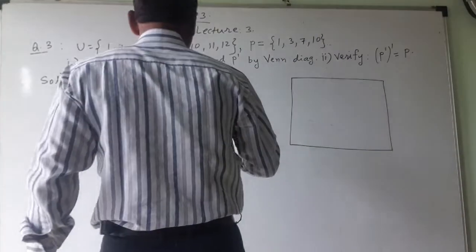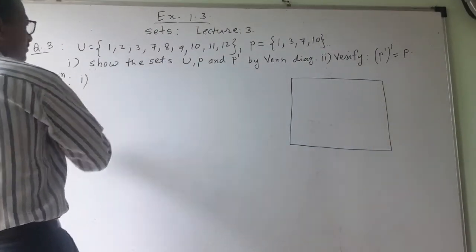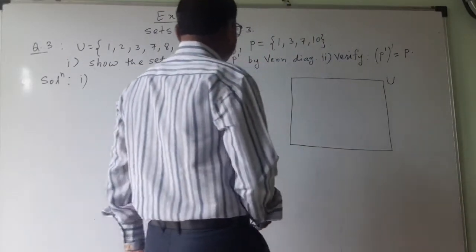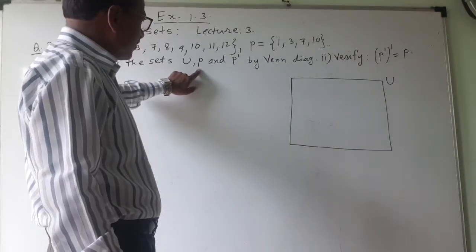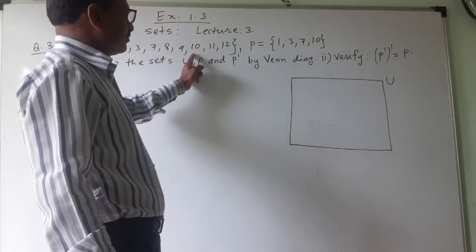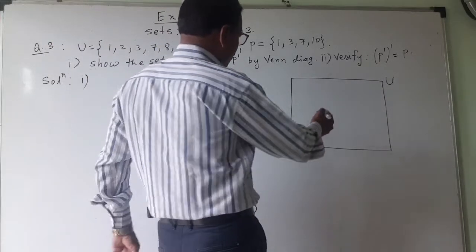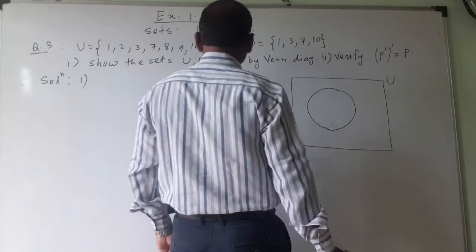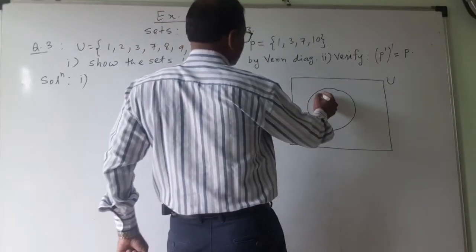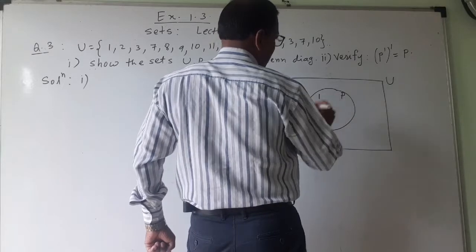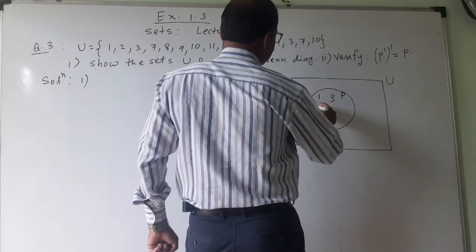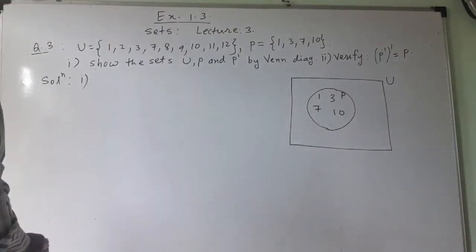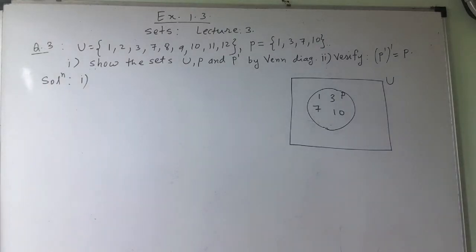This is the solution for the first. This is our U. P is a part of this set. Now I will show P first. What are the elements in P? 1, 3, 7, 10. Give some gap and write it. So this is P.